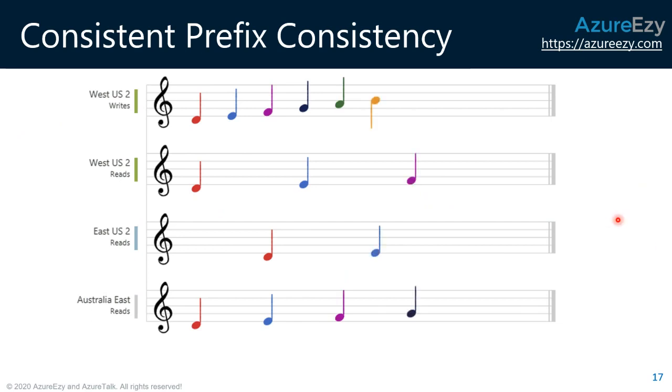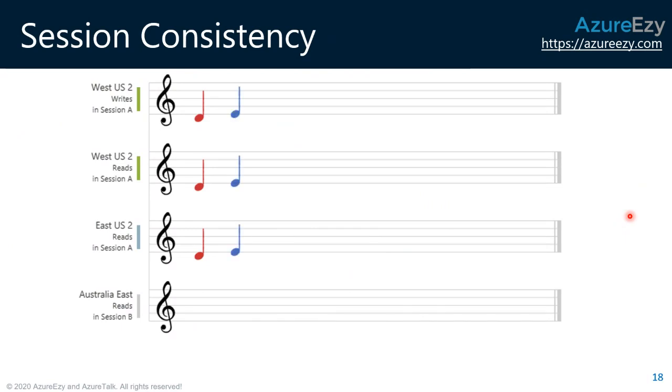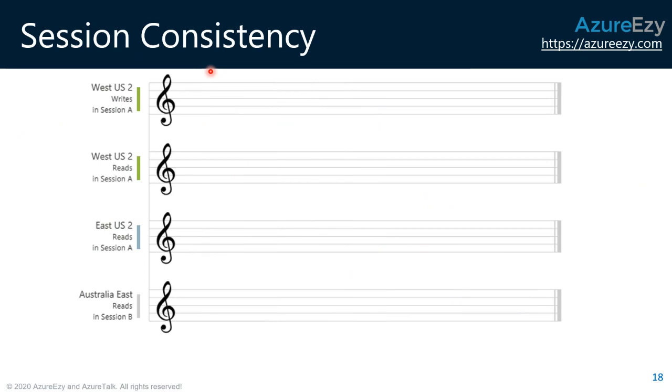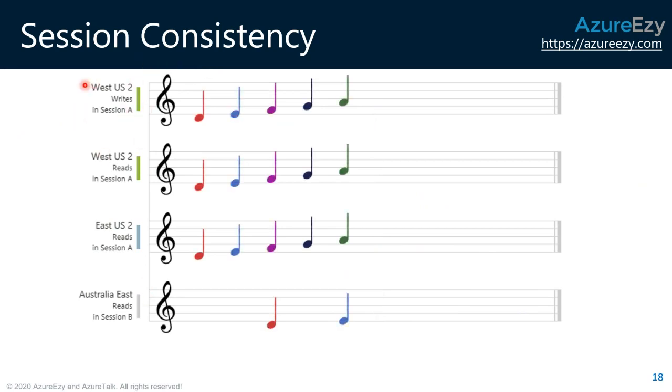Let's move ahead to session consistency. Well, this is the default consistency of Cosmos DB. When you create, this is what is always selected, and if you want a different one, you need to select it accordingly. Now, if you see this vertical here, West US, where the write is happening in session A, all the regions where the data is replicating are in the same session, but Australia East is in session B. So you can see all the data is strongly consistent in session A.